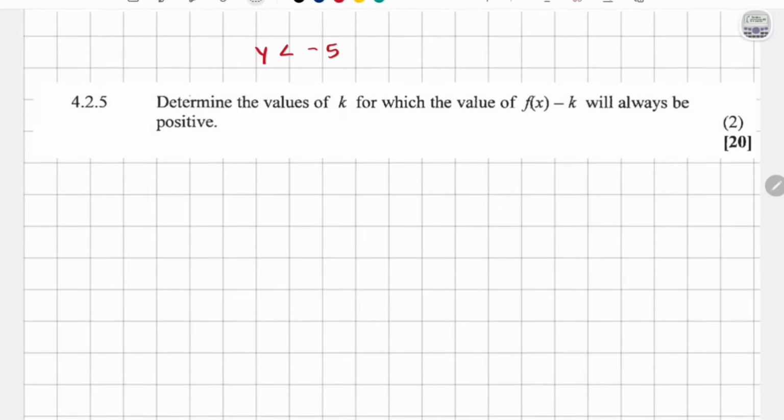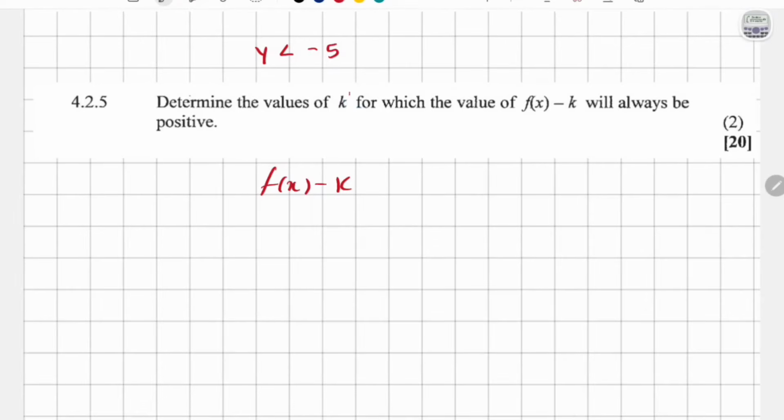So the last question in question 4 says, determine the values of k for which the value of f of x minus k will always be positive. So we're taking this graph f of x minus k, right?